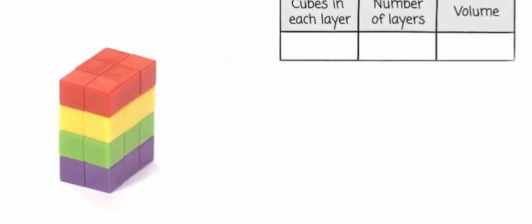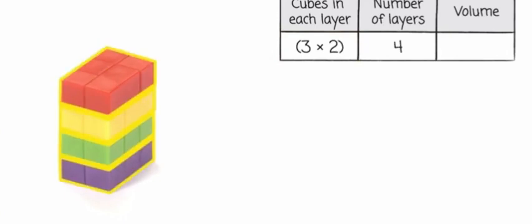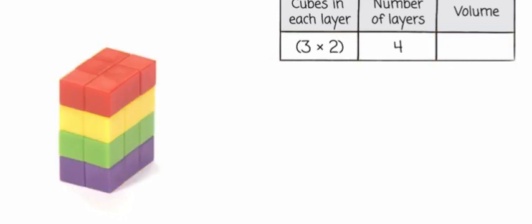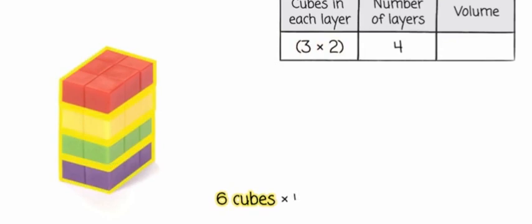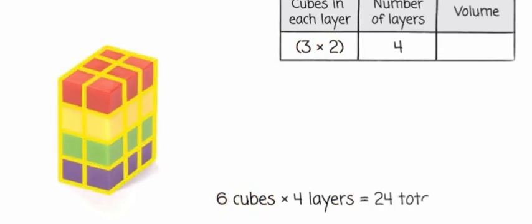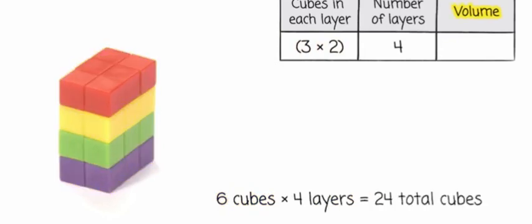Here's our table. Instead of finding the number of cubes in each layer, let's record the dimensions of each layer. Each layer is an array, 3 cubes by 2 cubes, and there are 4 layers. What's the volume? Each layer is 3 cubes by 2 cubes, which is 6 cubes. 6 cubes times 4 layers is 24 total cubes. So the volume is 24 cubic centimeters. That's right.